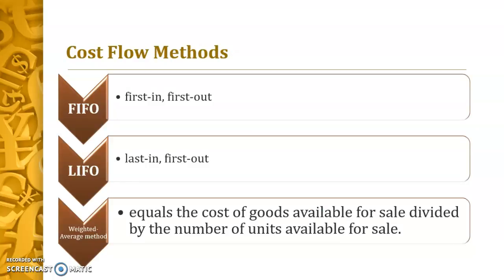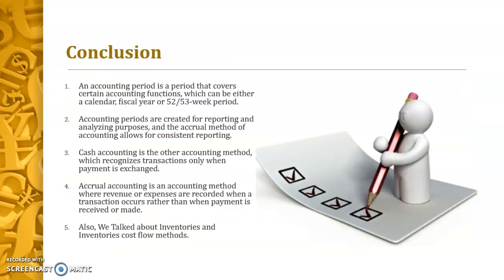There exist several types of cost flow methods: FIFO, LIFO, and weighted average methods. FIFO means first in, first out. LIFO means last in, first out. And the weighted average cost per unit equals the cost of goods available for sale divided by the number of units available for sale.